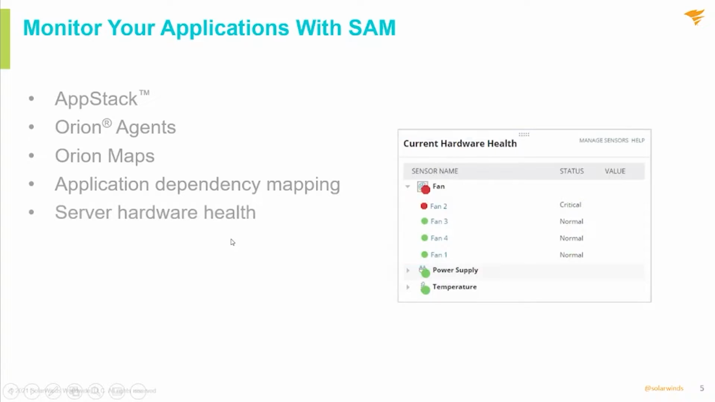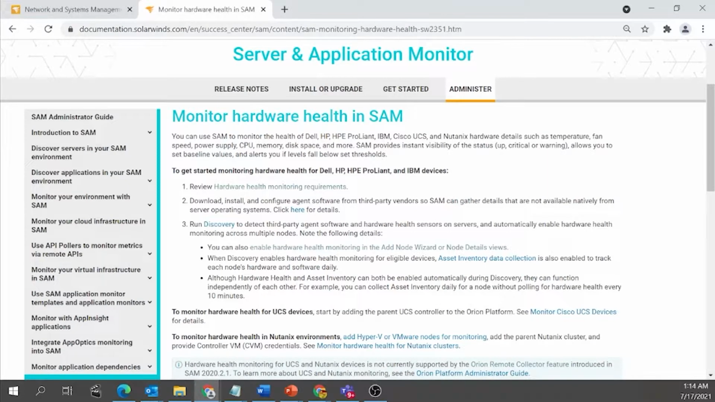Monitor server hardware health. You can get immediate insight into hardware issues in your SAM environment by tracking key parameters for servers such as fan status, power supply, and temperature. You can use SAM to monitor the hardware health of Dell, HP, HPE ProLiant, IBM, Cisco UCS, and Nutanix hardware components, such as the temperature, the fan speed, power supply, CPU, memory, disk space, and more.